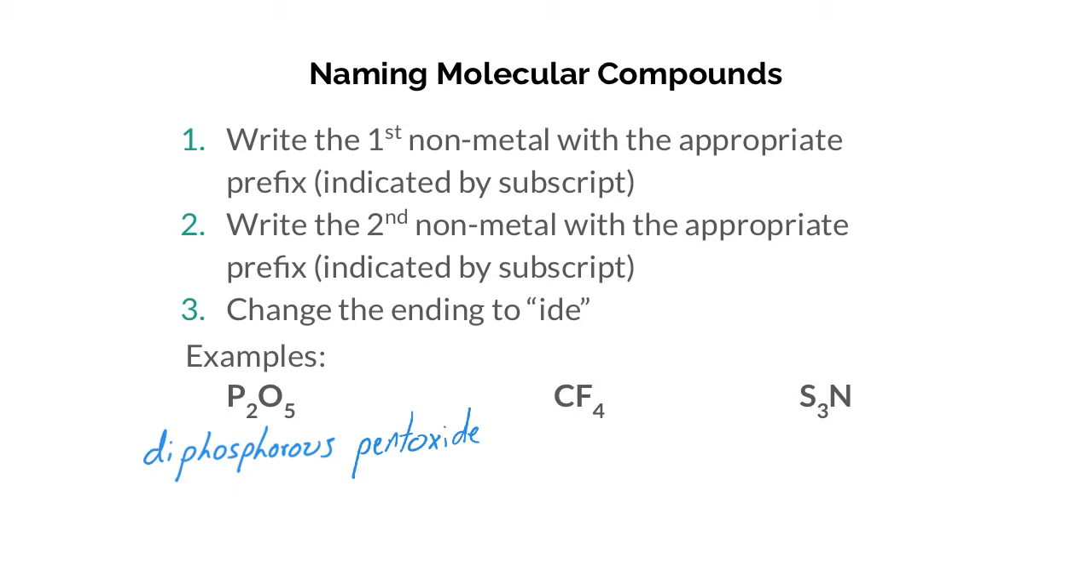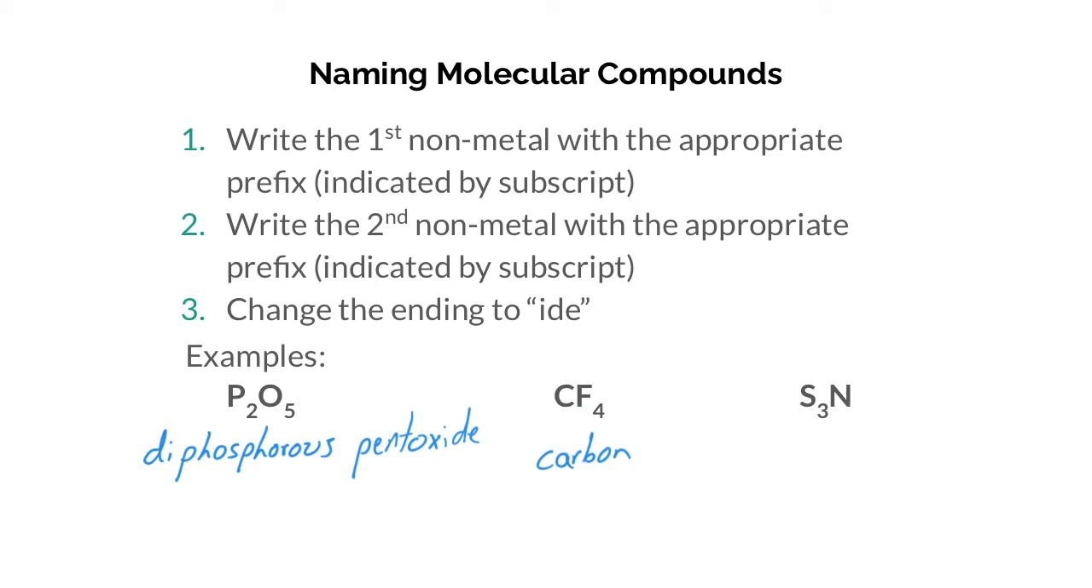Our next example was CF4, where C is carbon, and so we write carbon. Now on this example, we can see that carbon only has 1 atom. And when you look at your periodic table, you'll notice that for 1 atom, mono is the prefix, but it is only used on the second nonmetal. So I don't need to put a prefix here.